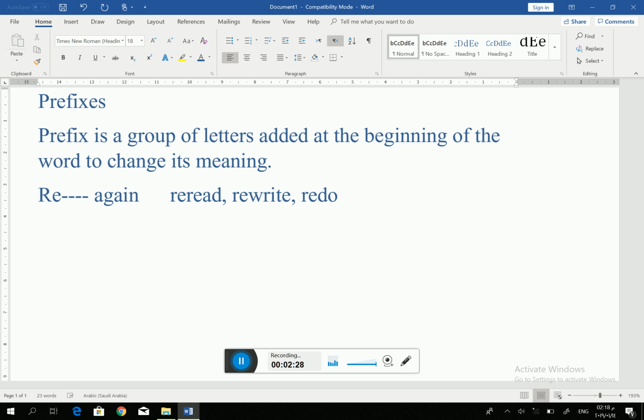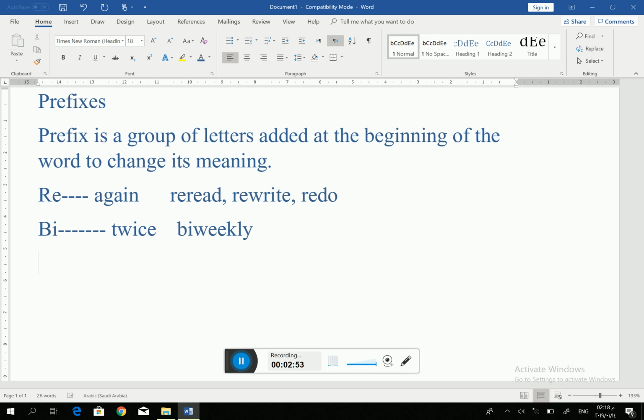Another prefix, bi. What does bi mean? Bi means twice. Example, when you say bi-weekly. Bi-weekly means twice a week. If you do something twice a week, you can say bi-weekly.